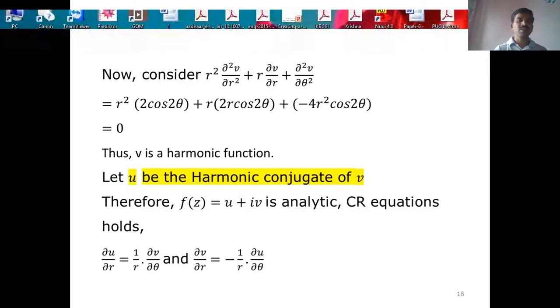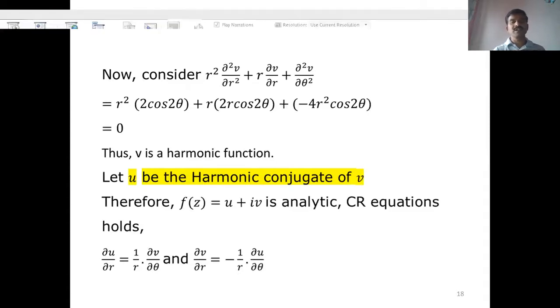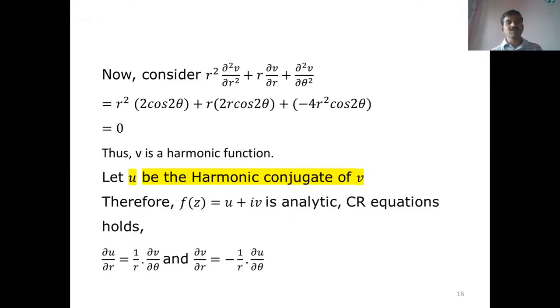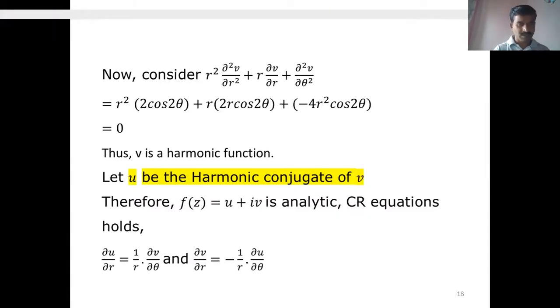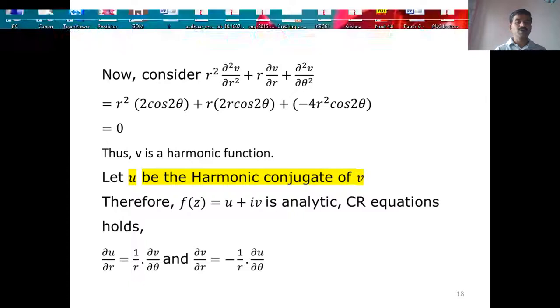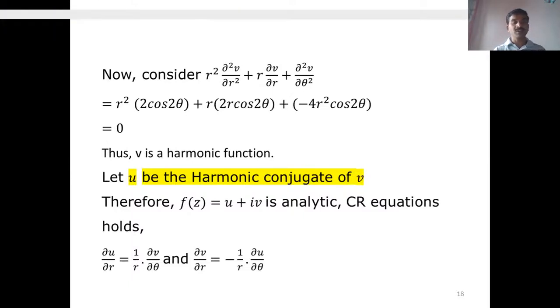You consider that Laplace equation, substitute the second derivatives of v with respect to r and theta, and we get 0, so we conclude that this v is a harmonic function. If it is a harmonic function, then let u be the harmonic conjugate of v. We need to find that u here. So f of z is u plus iv, where u and v are functions of r and theta. It is analytic.